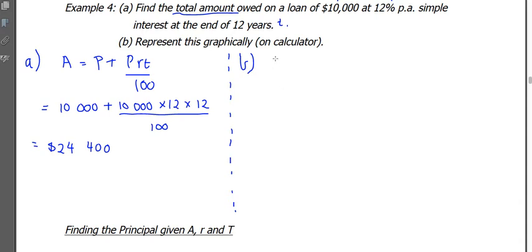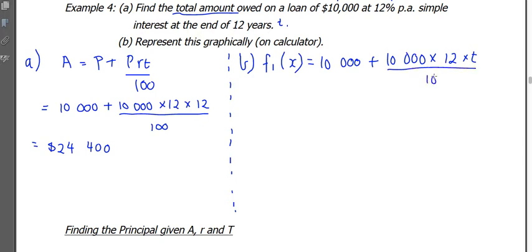Now, B is saying represent this graphically just on the calculator. So I'm going to do that in a moment. But what I'm going to do first is just show you the formula that I'm putting into the calculator, and your calculator will have F1 of X. You'll see that when I open the calculator up. What we do is we express it in terms of T, in terms of the time. So I'll rewrite what I had over here, which was principal plus PRT over 100. I'm going to put this into my calculator, but instead of T, I might change that, because your calculator deals with X's on the horizontal axis, not with T's.